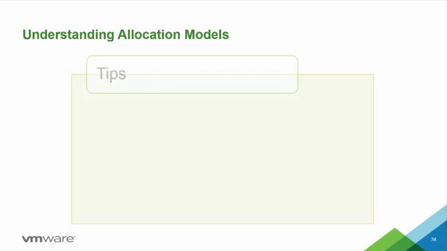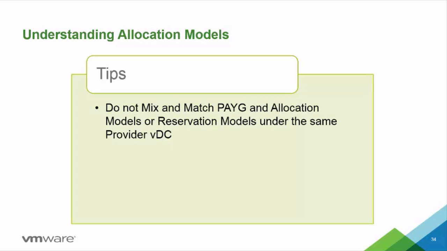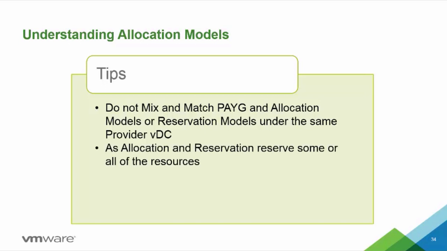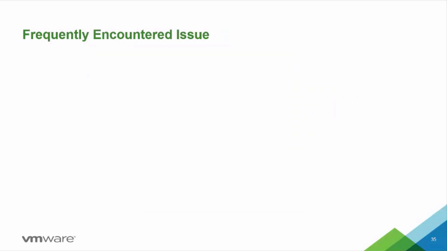So going off that, a recommendation that we would have here in GSS would be to not mix and match the pay-as-you-go and allocation models or reservation models under the same provider VDC. As the allocation models and reservations reserve some or all of the resources, and the pay-as-you-go is dynamic, we can't really see exactly what we're going to be allowing for our pay-as-you-go model. So a recommendation there would be that pay-as-you-go would be a separate PVDC. And again, we're just going to talk about this now in a little bit more detail.